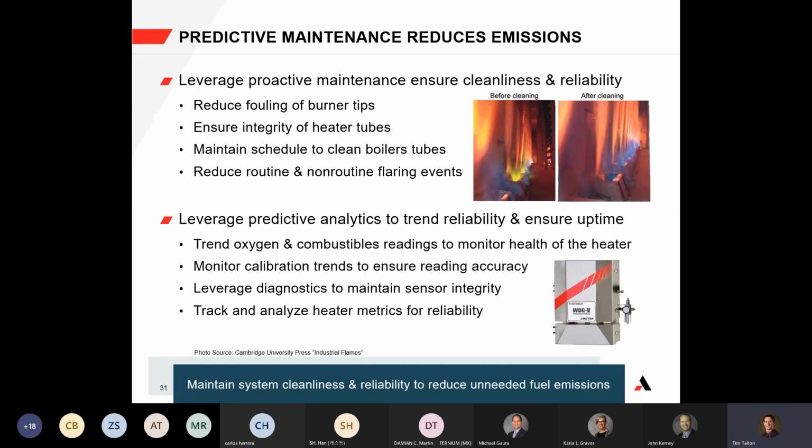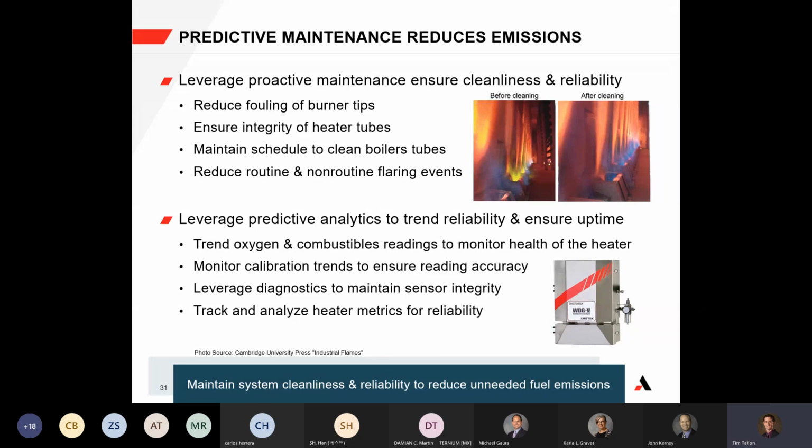And so predictive maintenance and proactive maintenance reduces emissions by ensuring the cleanliness and reliability of your equipment, whether that be burner tips, like you can see in this example, where clean burner tips reduce emissions and reduce incomplete combustion that requires you to burn more fuel, or maintaining heater tube integrity, having a schedule for cleaning the boiler tubes, and also monitoring and reducing routine and non-routine flaring events, because that can be a big source of emissions that could be improved greatly through proactive maintenance, predictive maintenance, and replacing equipment when needed.